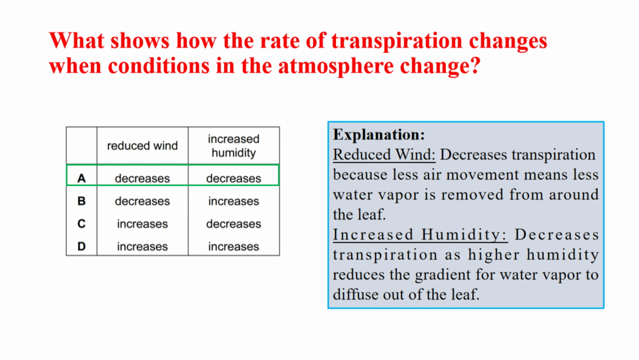The correct answer is A, reduced wind decreases, increased humidity decreases. This is because when wind speed decreases, there is less air movement to remove water vapor from around the leaf, so transpiration decreases. Similarly, when humidity increases, the air is closer to saturation with water vapor, reducing the gradient for water to diffuse out of the leaf, which also decreases transpiration.